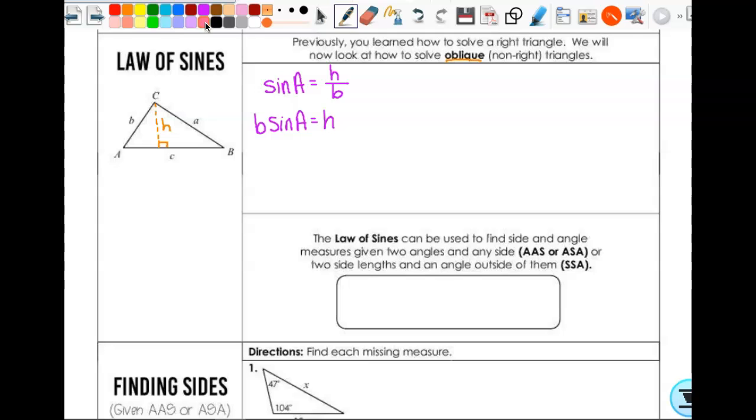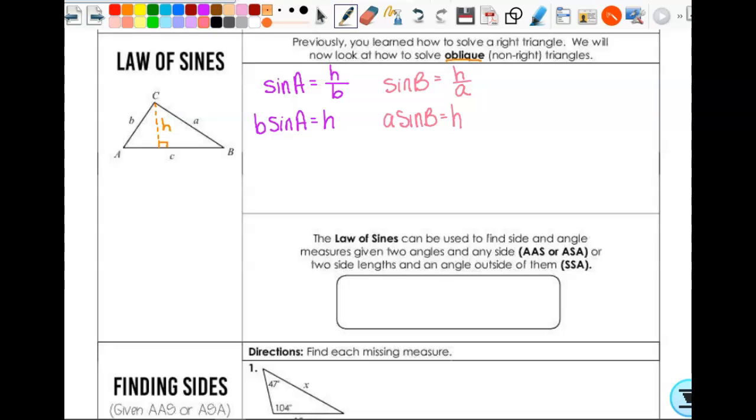Then we're going to set up the ratio for the sine of B. Here's the angle B. So for the sine of B using this right triangle, that's opposite over hypotenuse, so that's going to be h over a. And then we'll solve that for h, so that'll be a times the sine of B equals h. Everybody understand where everything came from?